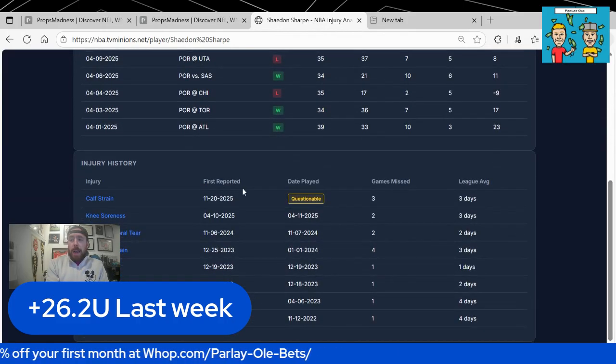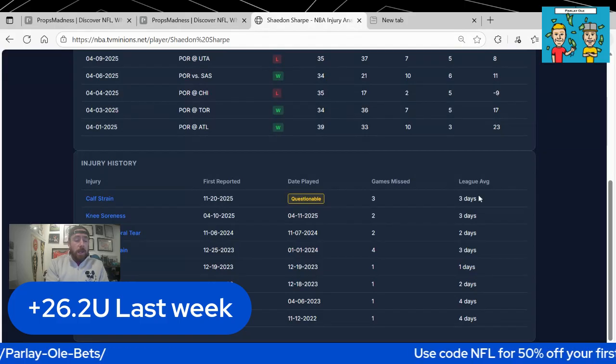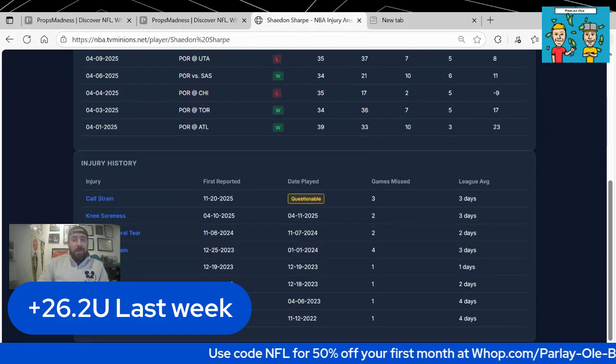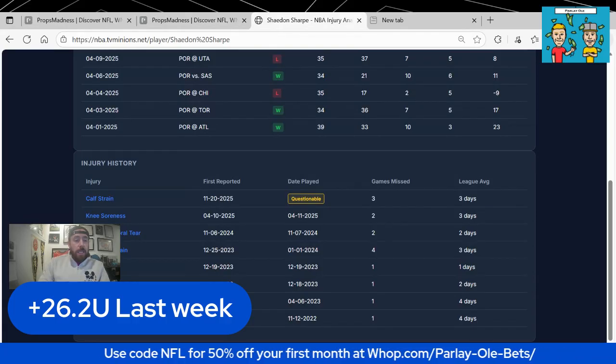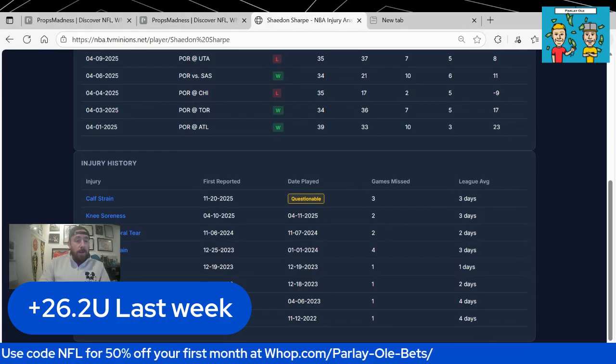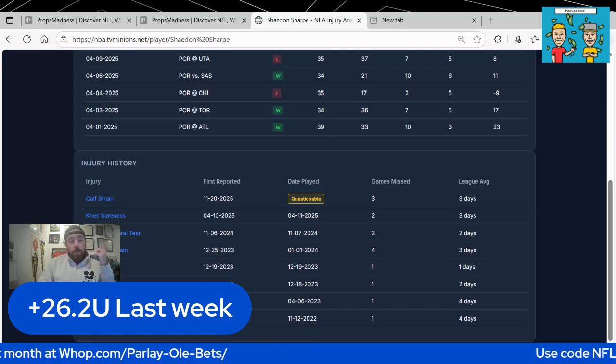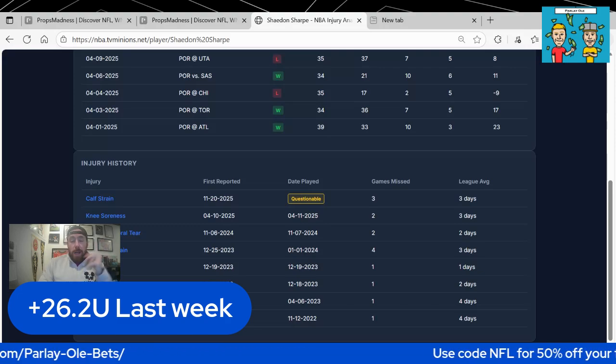But you go down here, calf strain reported on 11/20. The league average missed is 3 days, and that's actually expanding this past year. So when you look at that, you have to think, well, there's a good chance he is probably sitting this game with a calf injury. So what does that mean for the Trailblazers? Well, my instant thought is without Shaedon Sharpe, without Jrue Holiday, it's Deni.